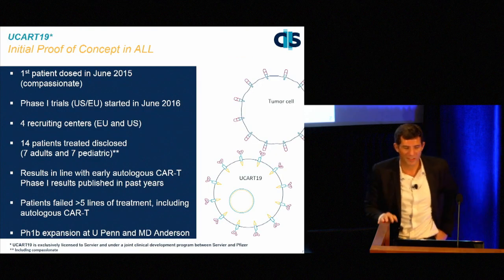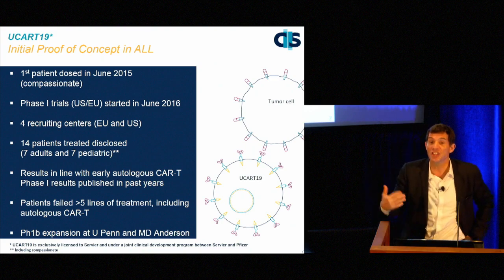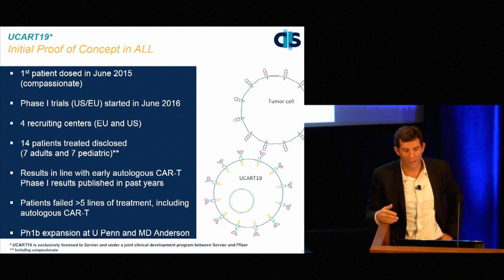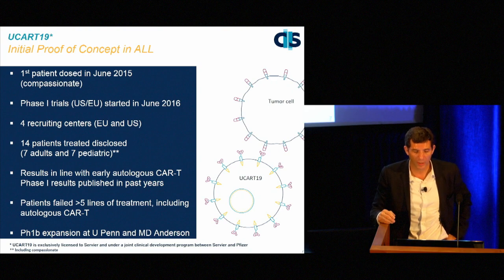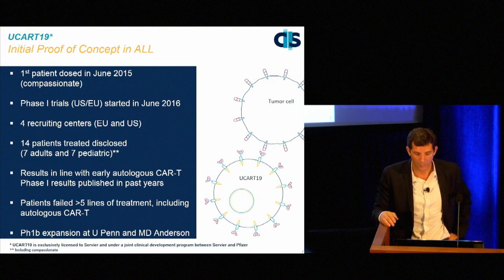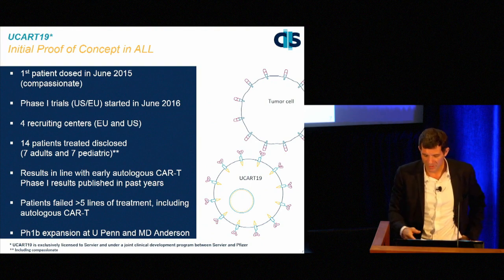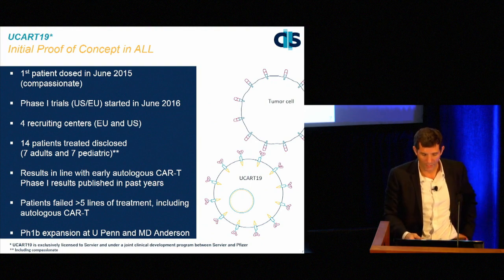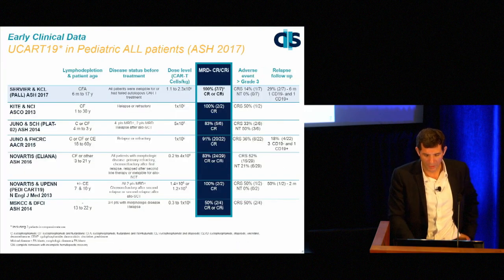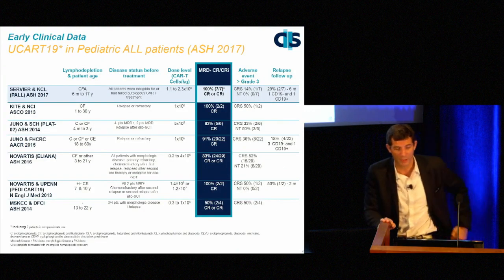So let's talk about, for example, the proof of concept of these gene-edited CAR-T cells. We have this current clinical trial that is ongoing. The first patient with pediatric ALL was dosed in June 2015. It's a compassionate use. This patient is still alive today. And there are 2 trials that are ongoing currently in the United States and Europe. And we're continuing to recruit. There are 7 pediatric patients that have been presented and 7 adult patients. I'm going to show you some of the data of the pediatric patients, which are extremely interesting.